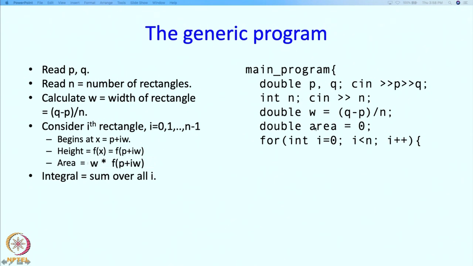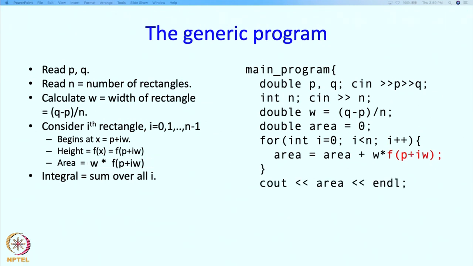So what do we do inside? Well, we are going to take this old area, and to that we are going to add the area of the new rectangle. And what is the area of the new rectangle? It is w times the height of that rectangle, which is f of p plus iw. So right now I am writing a program which is generic, in the sense that it will work for whatever function it is, but you will have to put in code over here which calculates this function. At the end of it, we are going to print out the area, and that is about it. So we just need to put in the code over here to calculate this function, and we will be done.